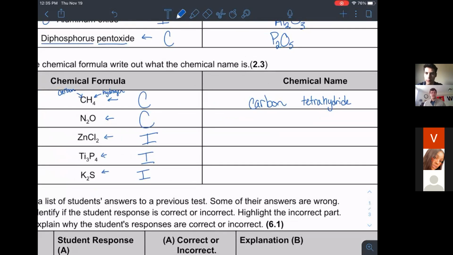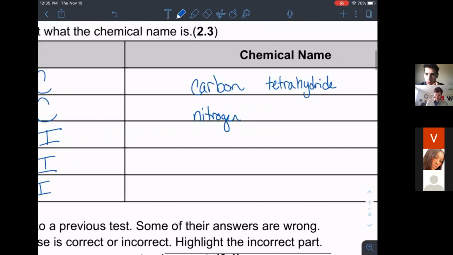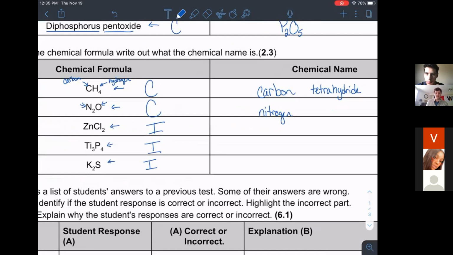All right, so let's look at the next one. What is our first element? Nitrogen. What's our second element? Oxygen. Do we have to do anything or add a prefix in front of nitrogen? Yes. What prefix do we add in front? Di. All right. Do we need to add a prefix in front of oxygen? No.